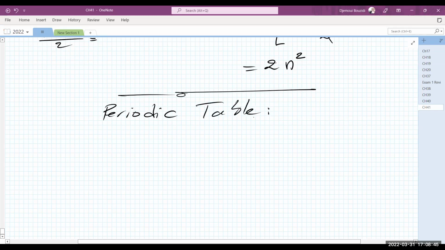And so that you don't think that I cheat, I bought my own. I have my own periodic table, okay?